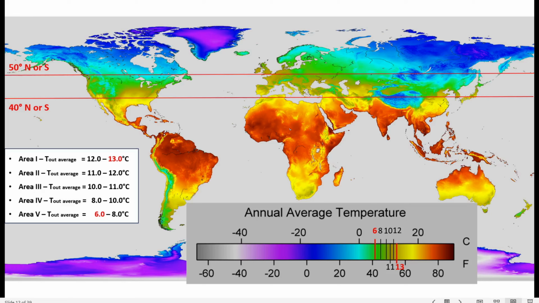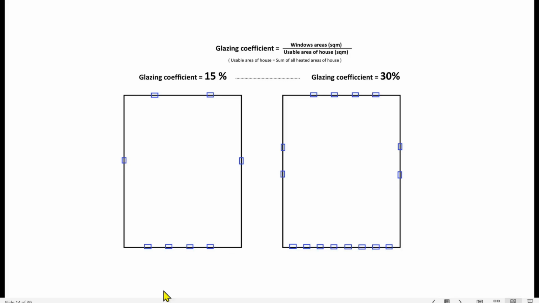These have been divided into 5 climatic areas according to the average annual air temperature. The effect of enlarging windows on the orientation of the house can be analyzed by the glazing coefficient, which varies between 15 to 30% and represents the ratio between windows area and usable area of house.